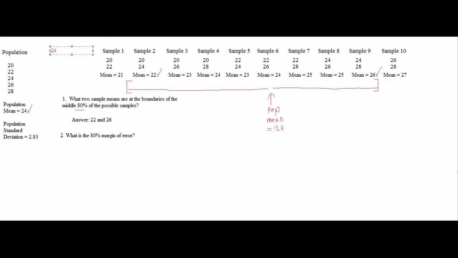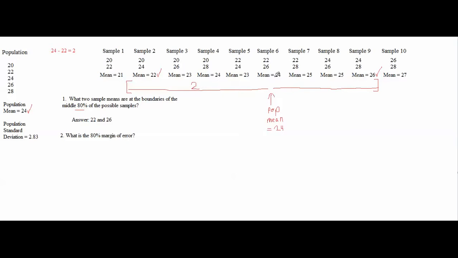(24 minus 22 equals 2). It looks like 2 actually is the margin of error. All this 2 really means is that the distance from 24 to 22 is 2. It's just the distance from the population mean at the center to the lower boundary of the middle 80%.